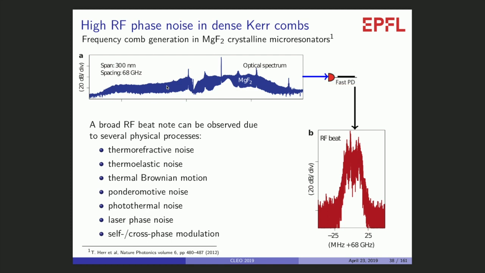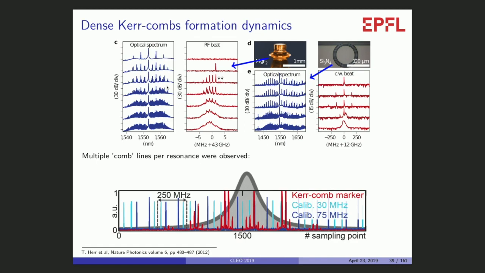If you take such a spectrum as shown here and put it in a photodetector, what you find is that the RF beat note is actually very noisy. Noisy meaning that it contains a significant amount of power spectral density. And where does this noise originate from? By the way, this noise is universal. This is an example of a magnesium fluoride resonator, and a resonator made from silicon nitride. What you see here is the optical spectrum, and here you see the RF spectrum.